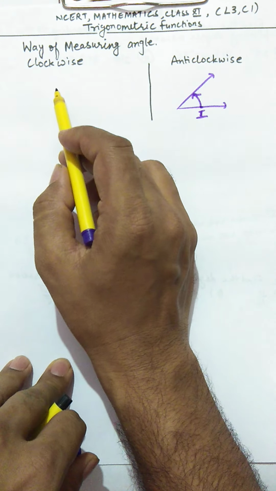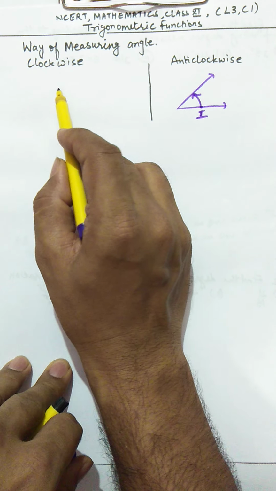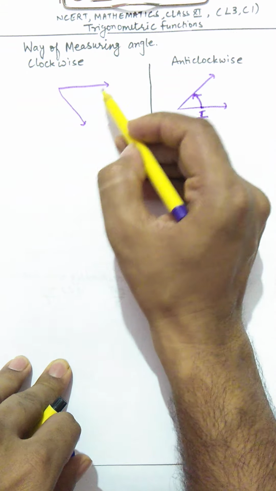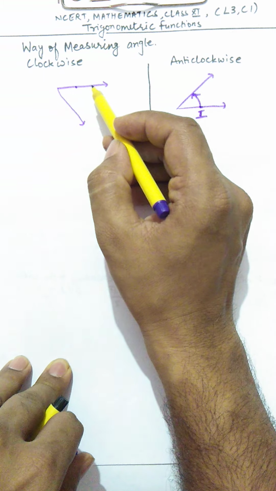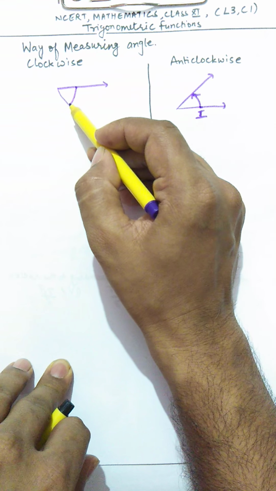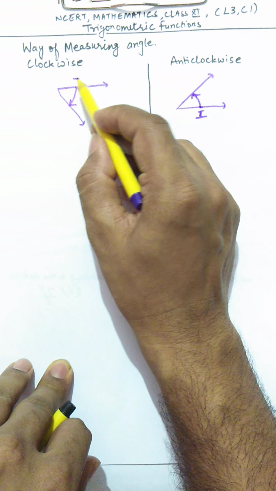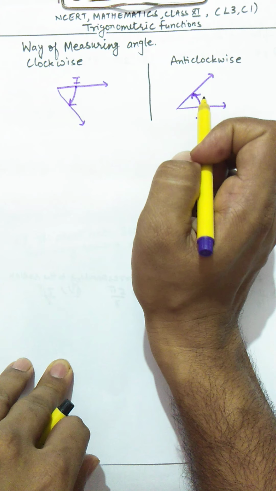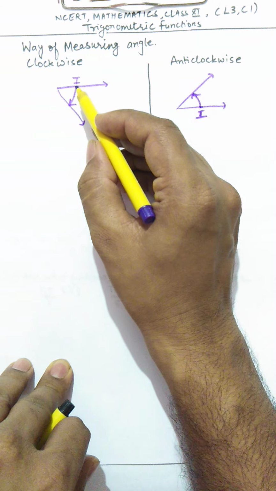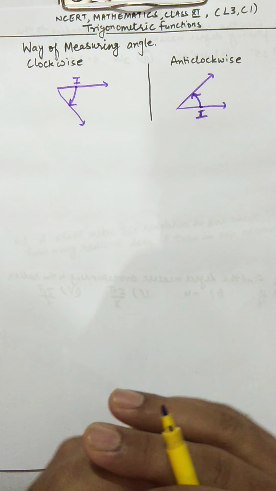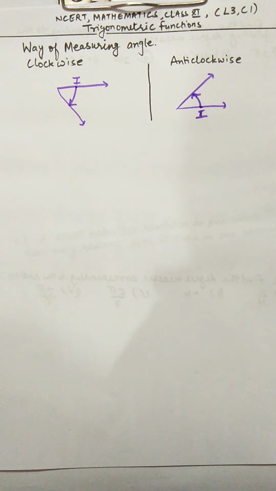But this time you will also see that angle can be measured in the clockwise direction. Clockwise direction means the baseline will remain the same, but the angle will be formed below this baseline. You can see this is again the initial point, but in the anti-clockwise direction it goes up, and in the clockwise direction it goes down. So these are the two directions in which angles are measured.